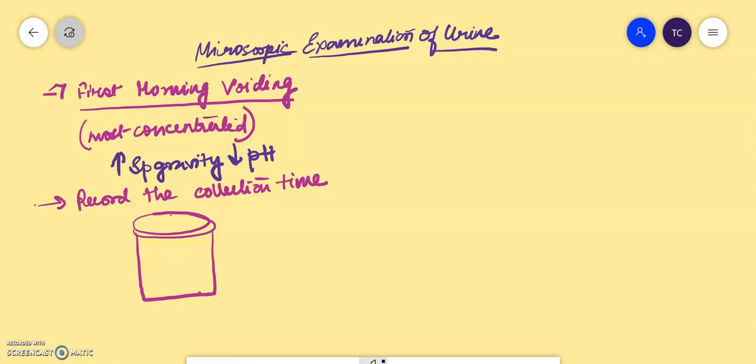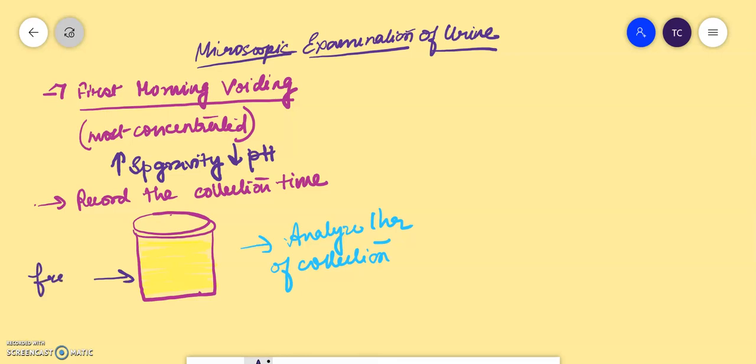Analyze within 1 hour of collection. Free of debris or vaginal secretion. So the urine should be free of debris. It's a straw colored urine which is being collected into the vessel, and it should be free of debris.